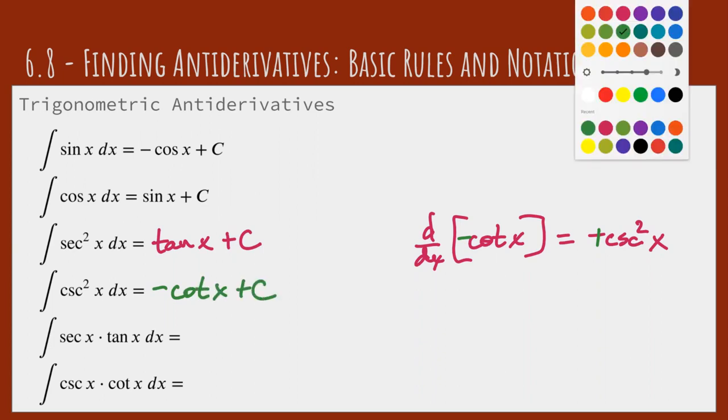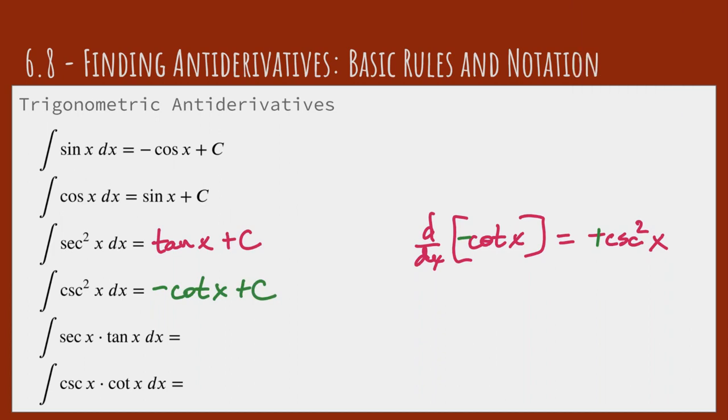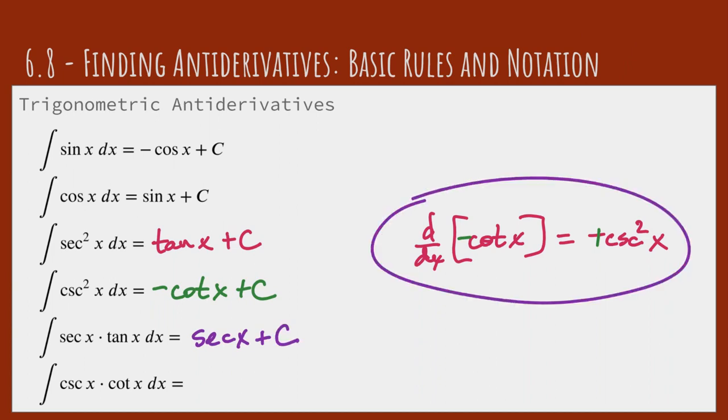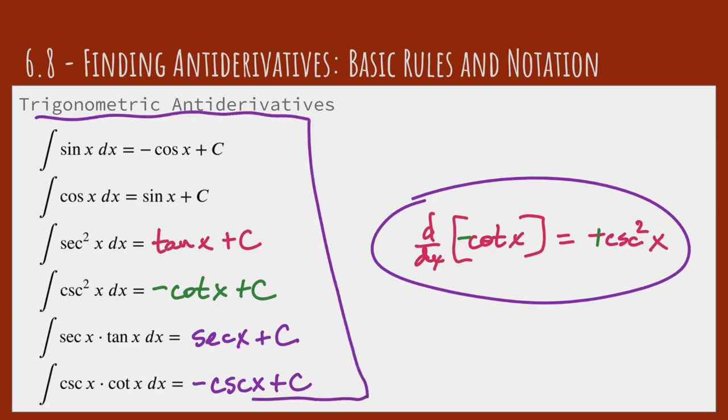The derivative of secant is secant times tangent. So this is going to be the secant of x plus c. And then just like we had to here with the cotangent rule, this is going to be the opposite of cosecant. Okay, so just reversing the trig derivatives to get antiderivatives, these are essentially the formulas that we are going to use for those.